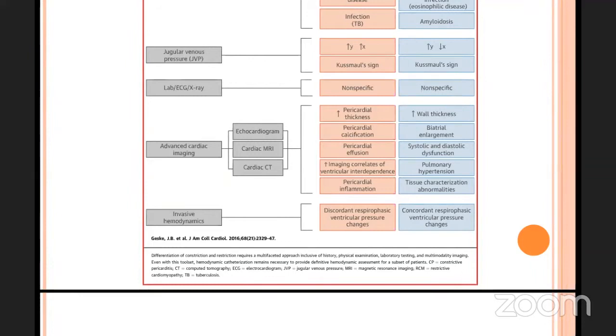But by and large, what we see here is CT is very good if there is calcification. MRI cannot pick up calcification.